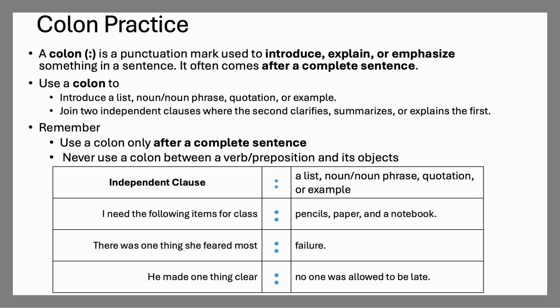All right, another way to connect two parts of a sentence is a colon. It's a punctuation mark used to introduce, explain, or emphasize something in a sentence. It often comes after a complete sentence. So just know a colon is going to have a complete sentence that starts it off. You're going to use a colon to introduce a list, a noun or a noun phrase, a quotation or example. You can join two independent clauses where the second clarifies, summarizes, or explains the first.